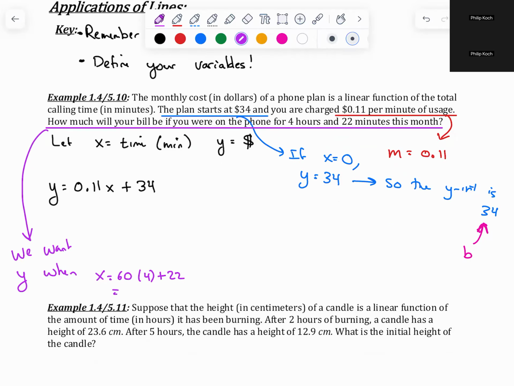And so 60 times 4, that's 240, plus 22, that's 262. So we have y of 262. I'm writing this in function notation, by the way. You could also think of a function as y of x. y of 262 is equal to 0.11 times 262 plus 34, which is equal to 62.82.